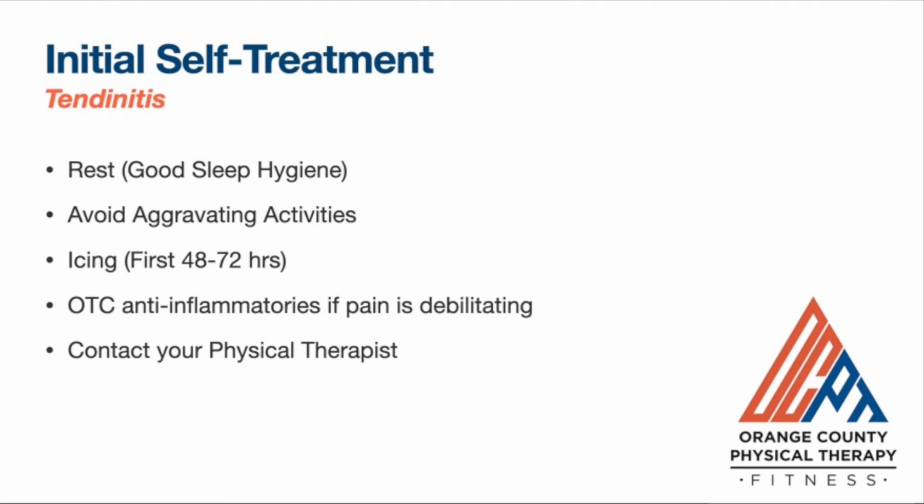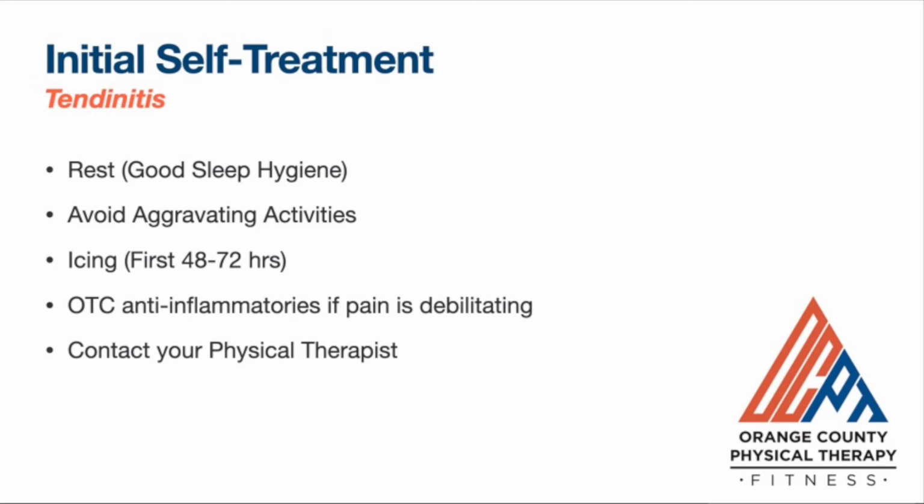If you suspect you may have a tendinitis, what do you do? First and foremost, rest. Make sure you're getting plenty of sleep, you're staying hydrated. Tendinitises are usually a product of overuse and not allowing yourself to recover enough. So rest is very important. Avoid the aggravating activity. If it hurts every time you hit a tennis racket, don't hit a tennis racket.